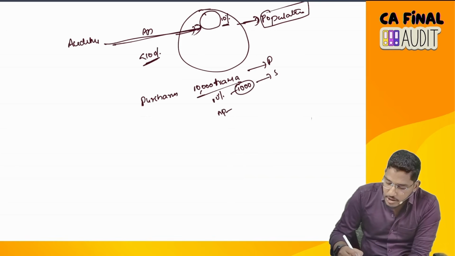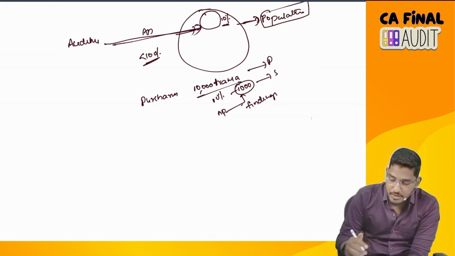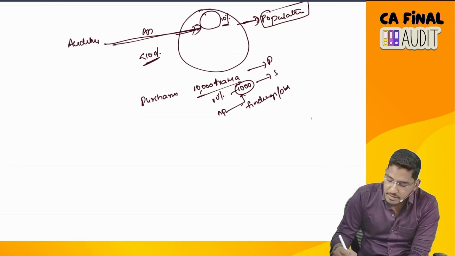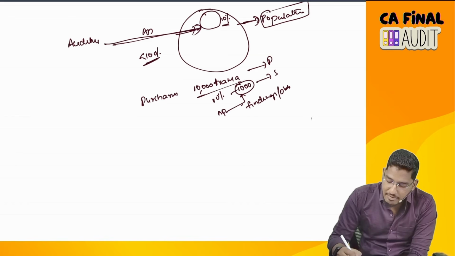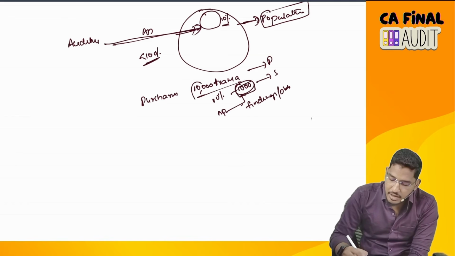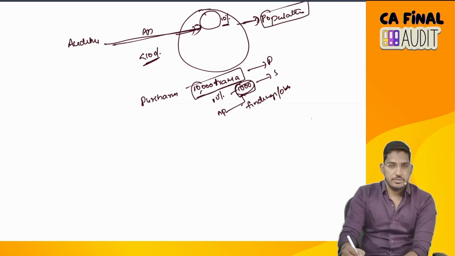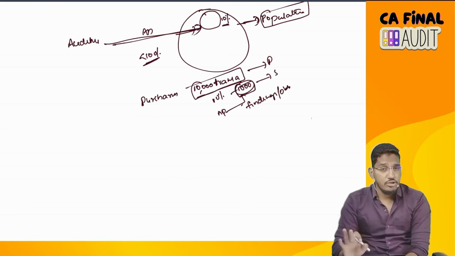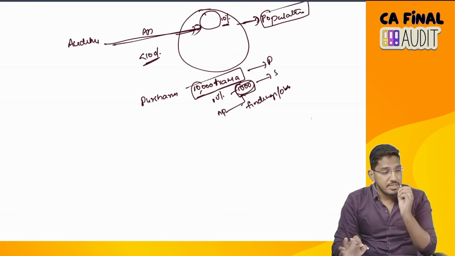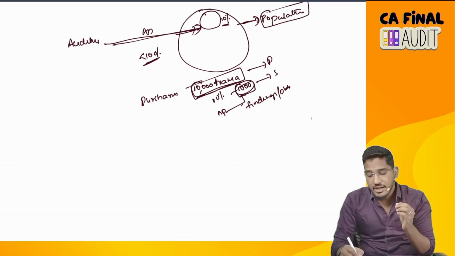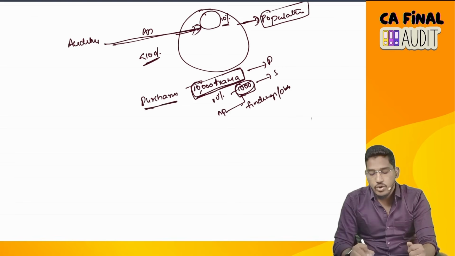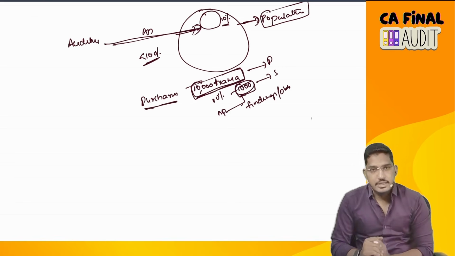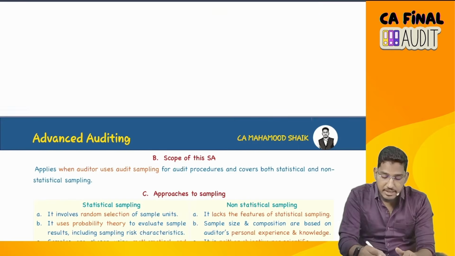By performing audit procedures on these 1,000 transactions, I will have some findings and observations. Depending on those, I will form a conclusion. I will not form it just on the sample; I will form it on the entire population. My objective is not to form the conclusion on just a sample. My objective is to form a conclusion on the entire population from which the sample has been selected. That is the whole objective of audit sampling.